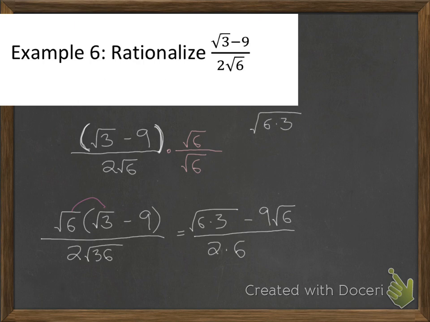We could make it the square root of 18, right? But remember, what we really want to do is pull out any perfect squares. So I always like to do the prime factorization. So let's rewrite it like this. We have the square root of 2 times 3 times 3.